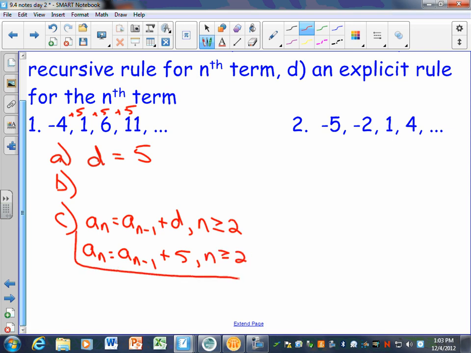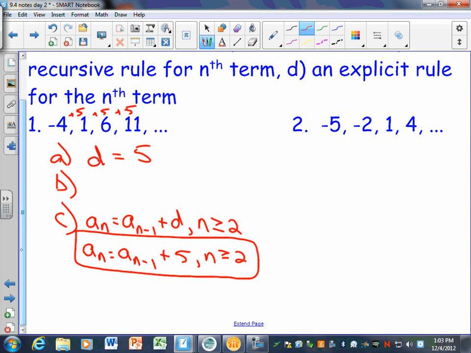Which means, what am I saying to do? To find any term, take the 1 before it and add 5 to it. That's a recursive sequence. You have to use the 1 before it. Yes? No? I feel like people are very confused by this for some reason. I like the explicit formula a lot better because you can find any term with it. But honestly, the explicit formula takes way more work than this one. This one, every time, all you're going to do is replace d with 5. Everything else stays the same for every recursive formula of an arithmetic sequence.